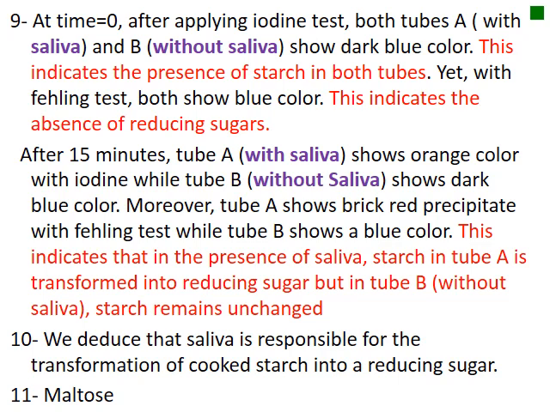So what can we deduce about the role of saliva? Saliva is responsible for the digestion of cooked starch into reducing sugar. And the reducing sugar, the final product, is maltose.